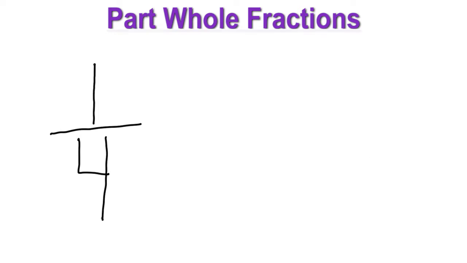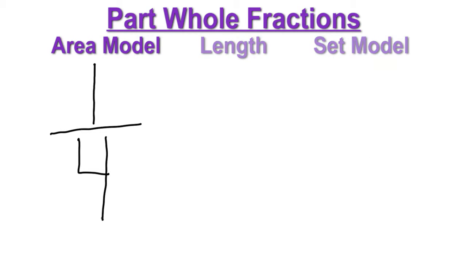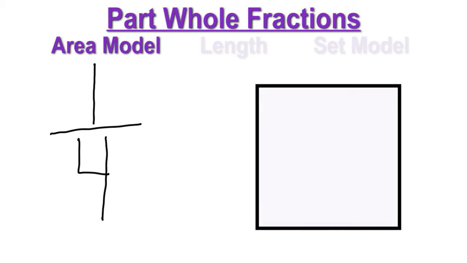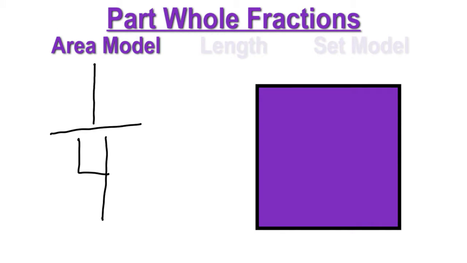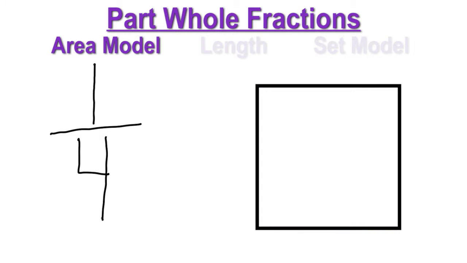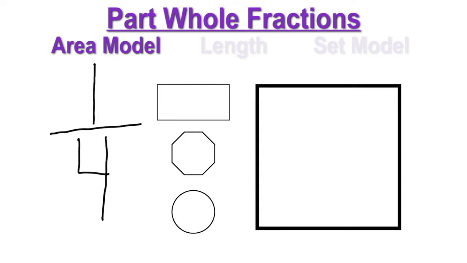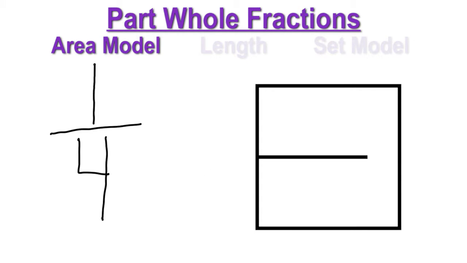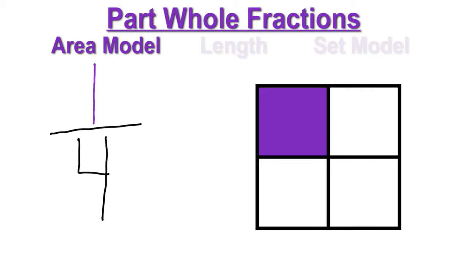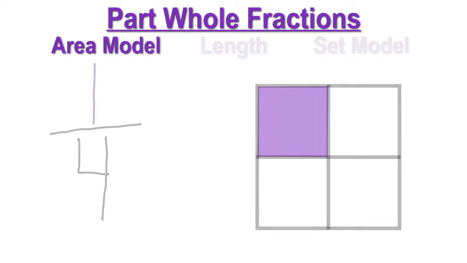We can show part-whole fractions three different ways. An area model can show the area of a shape. The area of the entire shape is considered the whole. This time we will use a square. Keep in mind, we could use a lot of shapes, including rectangles, octagons, or even circles. We will divide the shape into equal parts. The number of equal parts is given to us in the denominator. The numerator, the number on top, tells me one part is being considered. I will shade one of the parts. In this area model, 1/4 of the whole is shaded.